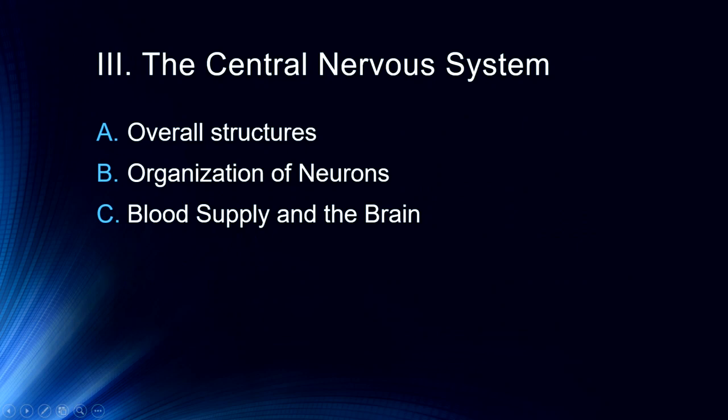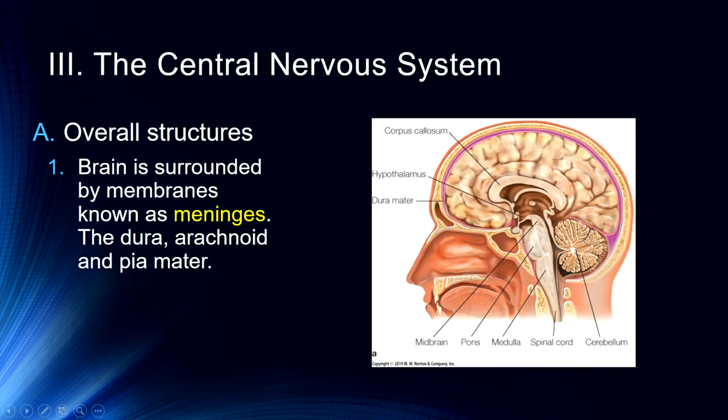So that gets us then to the central nervous system. We're going to talk about some overall structures, talk about the organization of neurons, and then finish with talking about the blood supply in the brain. This is going to be important as we move through the semester and talk about individuals who have had ischemic strokes and lost functioning in parts of the brain. Let's start with the overall structures.